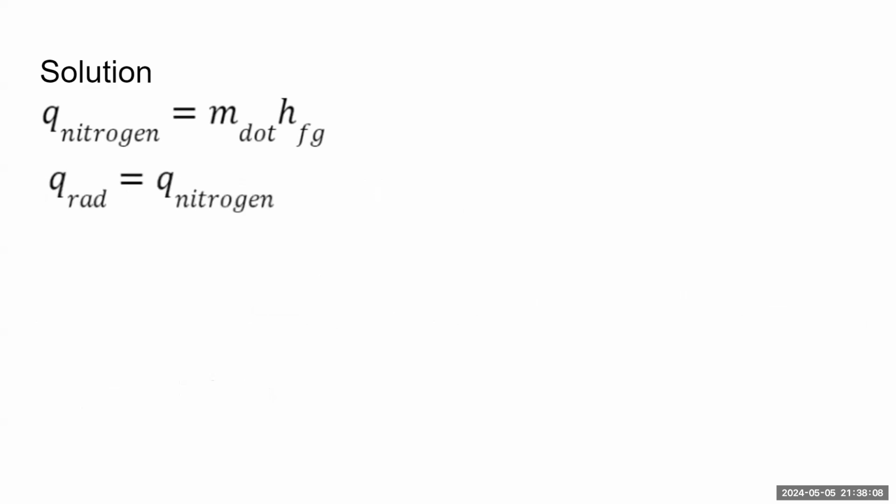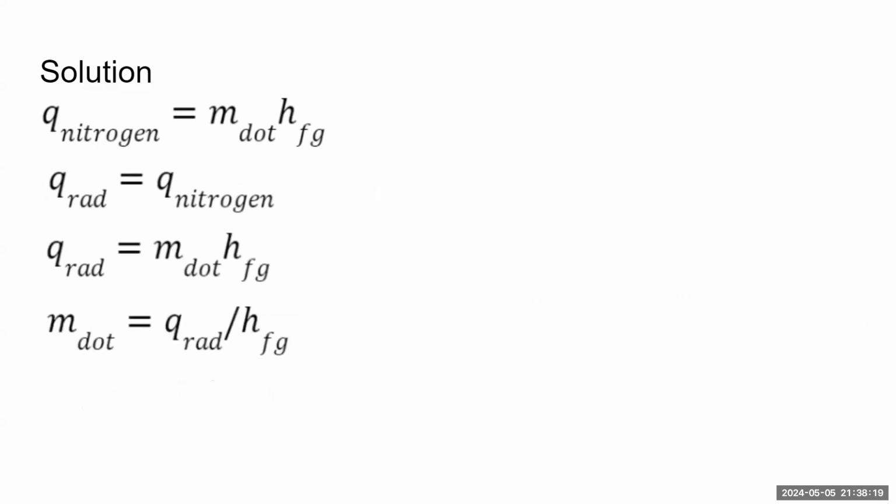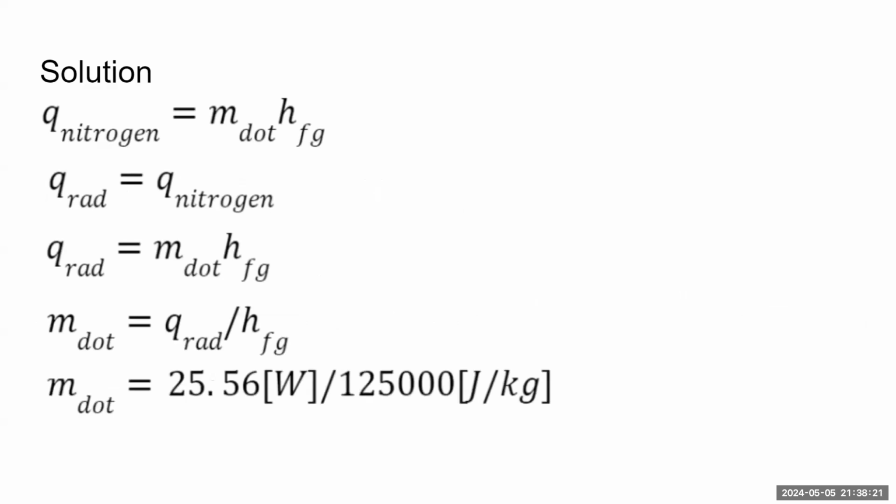Next, we need to solve for the mass flow rate of liquid nitrogen. We can set heat flow rate due to radiation equal to the heat flow rate in the shroud, and therefore equal to the mass flow rate times the heat of vaporization. And rearrange for m dot. After subbing in our terms, we get an answer of 2.04 times 10 to the negative 4 kilograms per second.